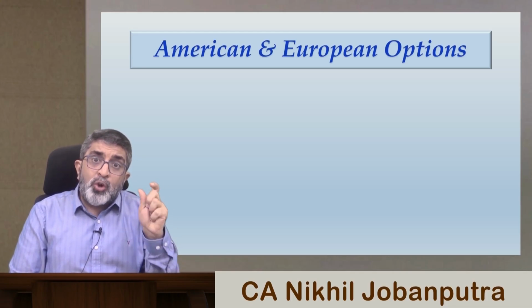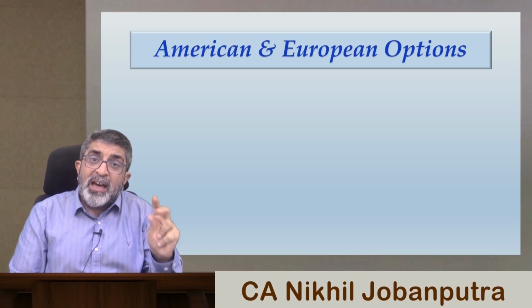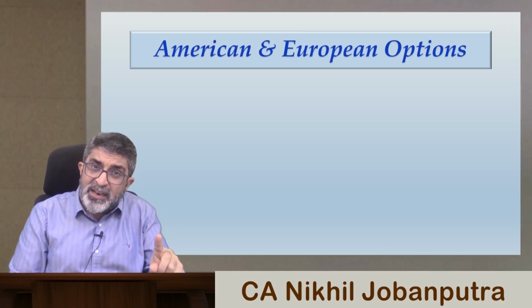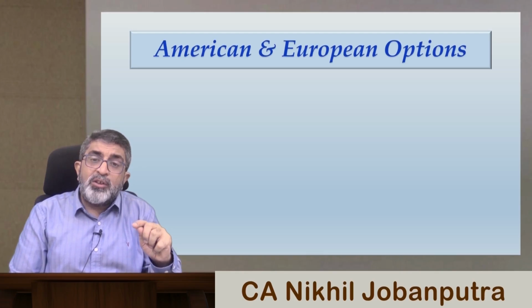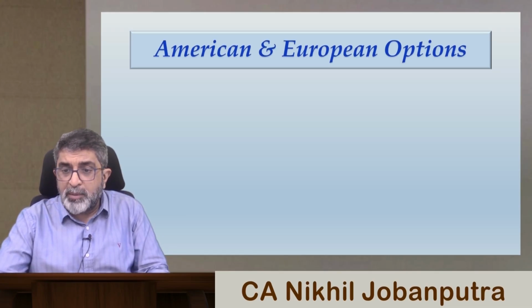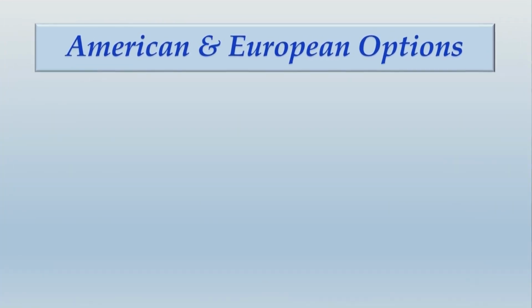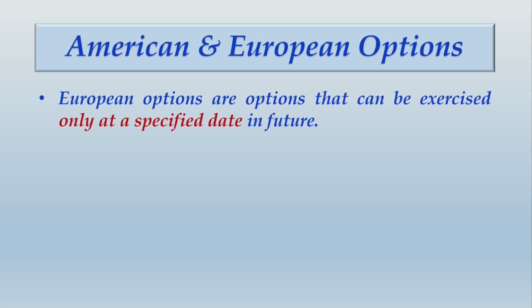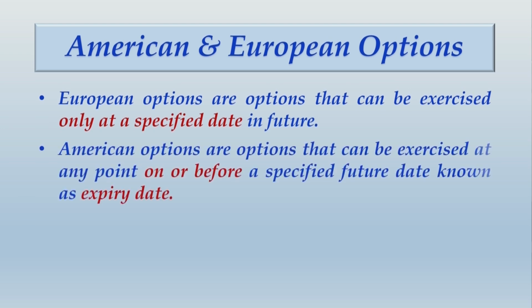So for European options, you may refer that date as maturity date or settlement date. In case of American options, you will be referring that date as expiry date. So let me give you some important notes in writing over here. European options are options that can be exercised only at a specified date in future. American options are options that can be exercised at any point on or before a specified future date known as expiry date. So please take note of this whole thing and then I take you ahead.